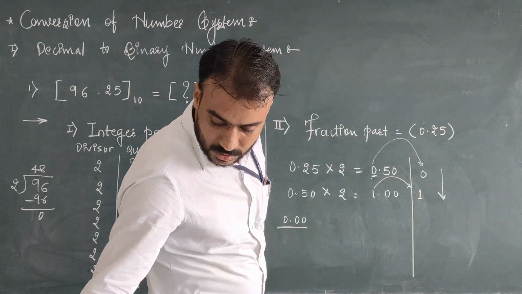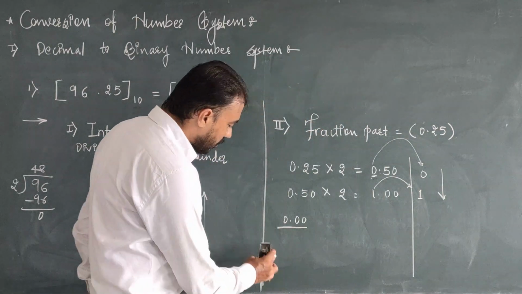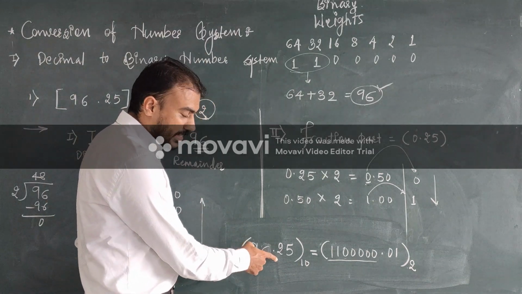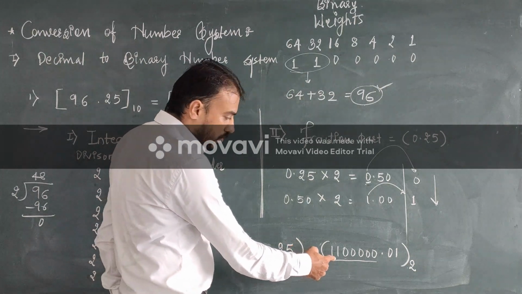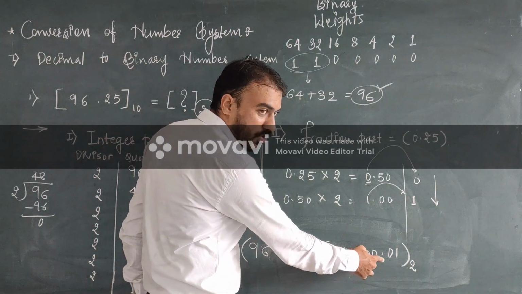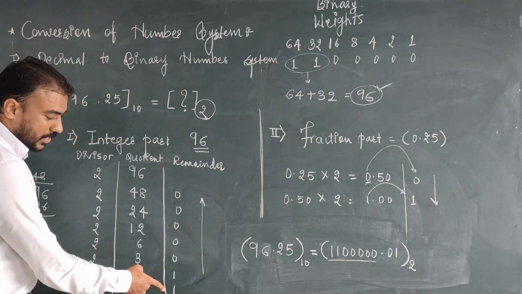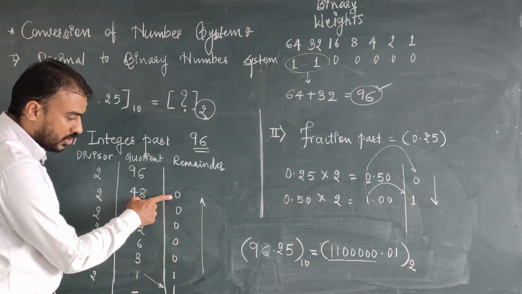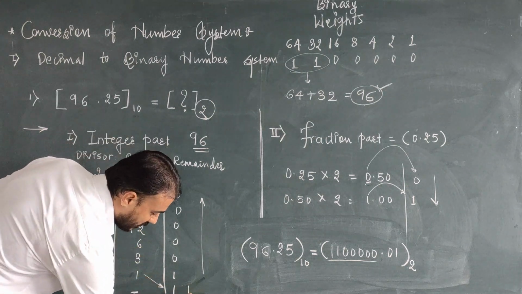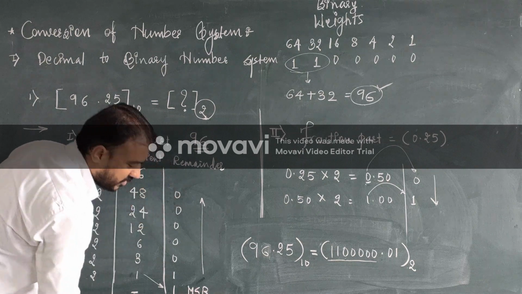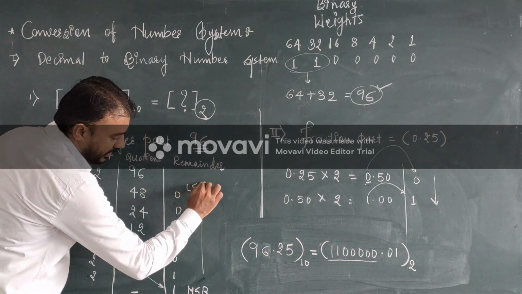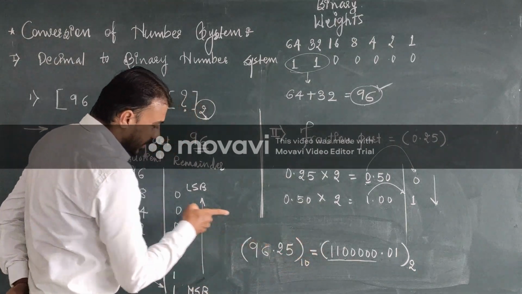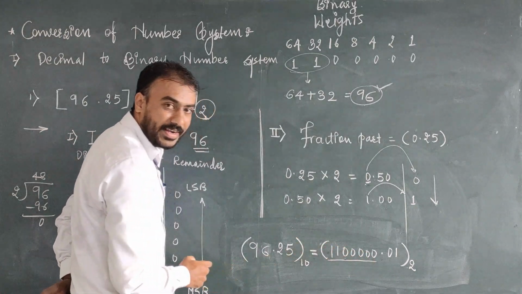So now the final conversion: 96.25 is equal to 1100000.01. As I have already told you, we note down the integer result from bottom to top. This is called the MSB, the most significant bit. This is called the LSB, the least significant bit. The MSB should always be on the left hand side and the LSB should always be on the right hand side.